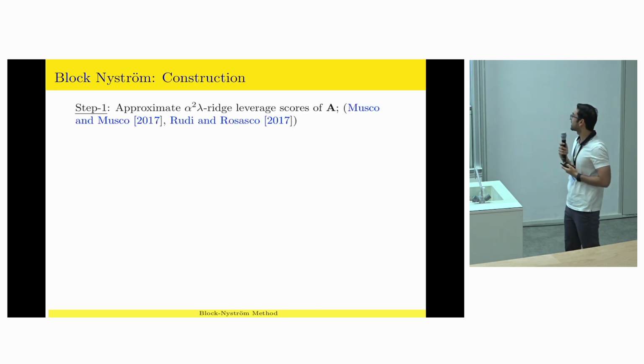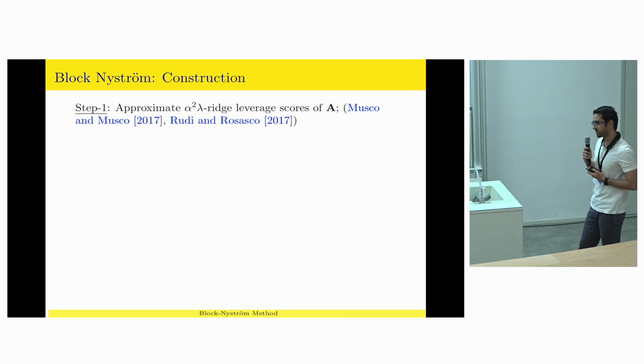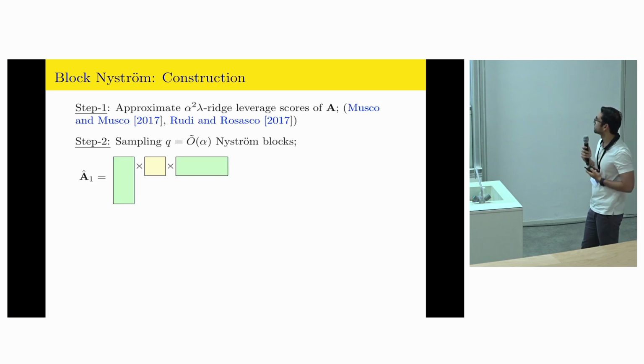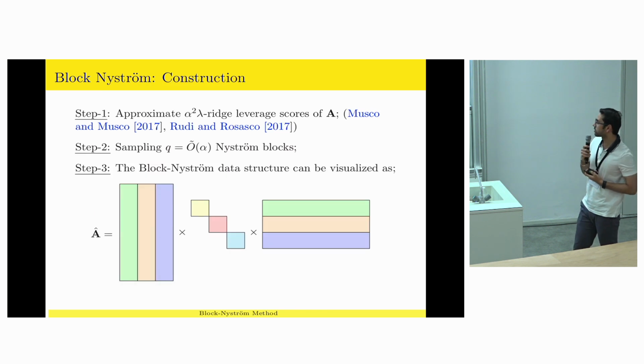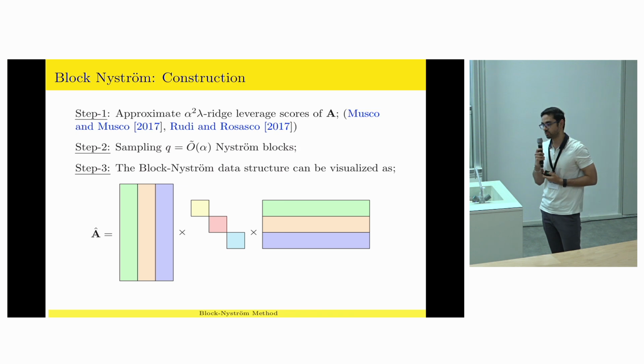And let's have one slide on how we are actually constructing it. The first step is obvious. We need to approximate alpha squared lambda ridge leverage scores of A. And the second step is we are going to sample multiple smaller Nystrom blocks. We are going to sample these Q Nystrom blocks. That's A1 hat, the first one. Then we have the second small Nystrom block. Then we have the Qth one. And we combine all of them to recover this block-Nystrom data structure. So that's how you can visualize the data structure that we are proposing.